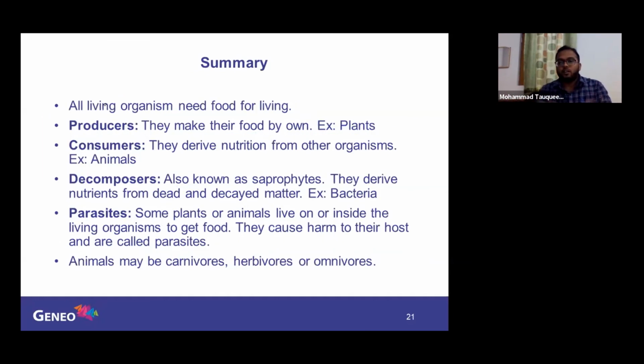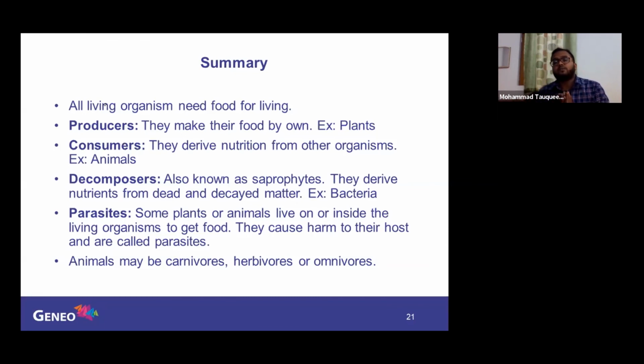So summary: all living organisms need food for living. Producers derive food by themselves, like plants, which form glucose from photosynthesis. Consumers derive food from other organisms. They may be herbivores, carnivores, or omnivores. Decomposers, known as saprophytes, derive nutrients from dead or decaying matter.